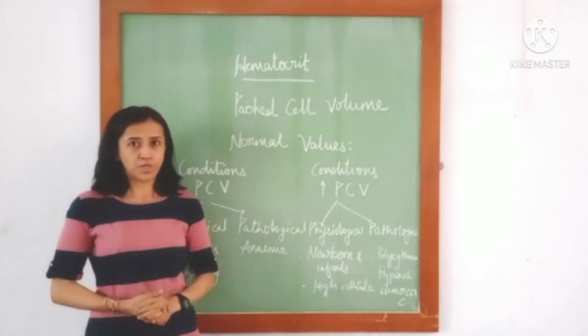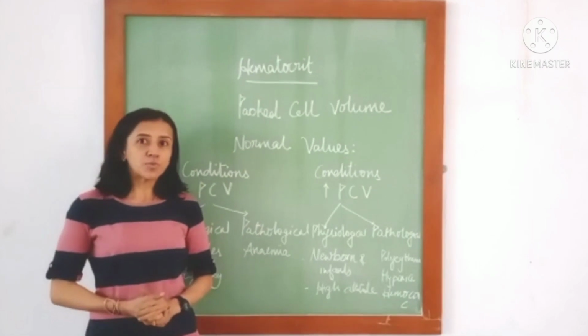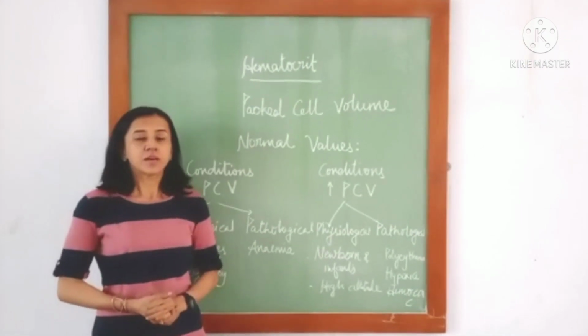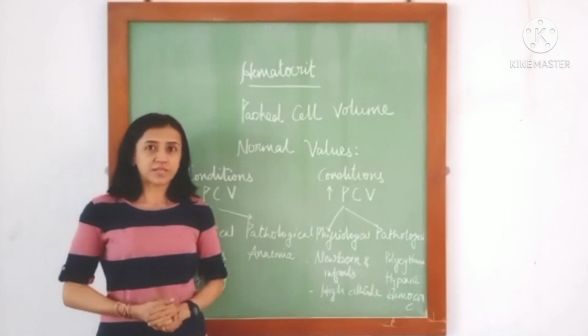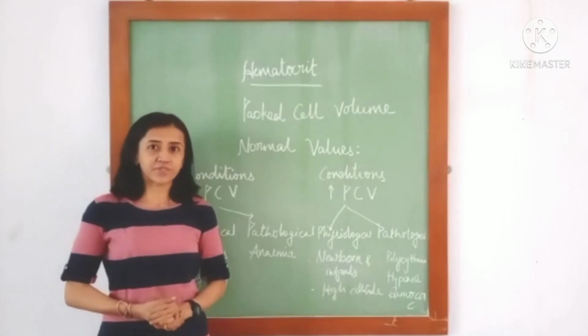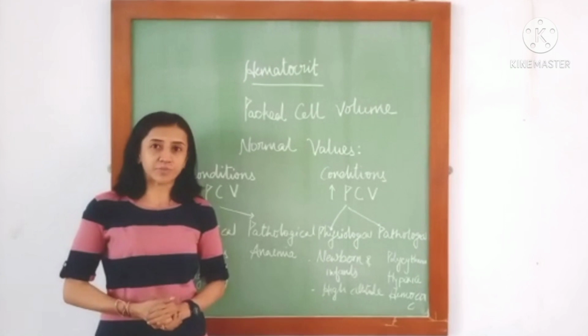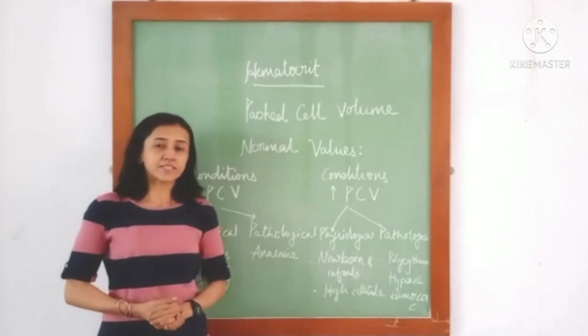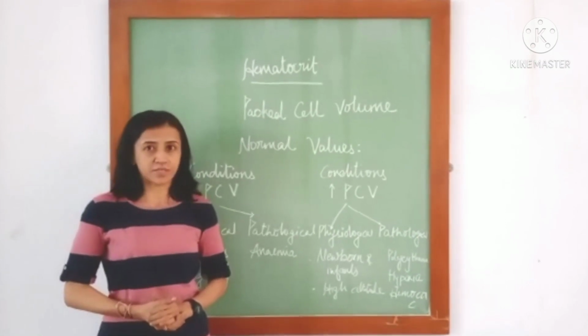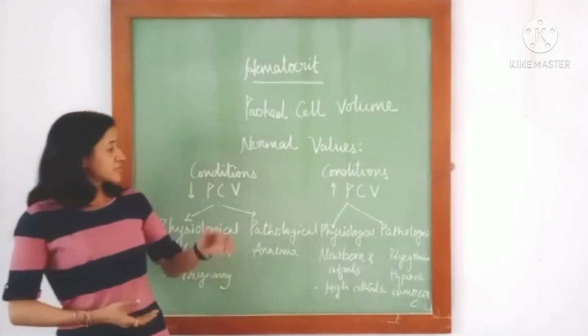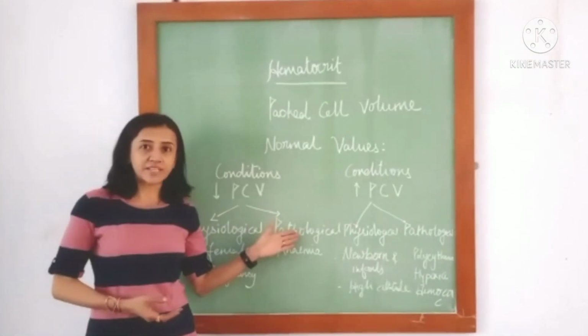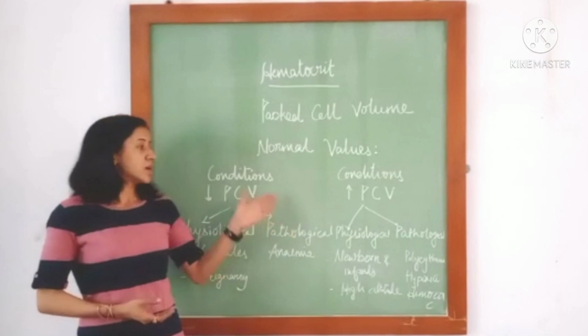cell volume. It is defined as volume of packed cell. Normal value of hematocrit in males and females is different. In males it is 40 to 50% and in females it is 37 to 47%. Now, there are physiological as well as pathological variations in hematocrit value.